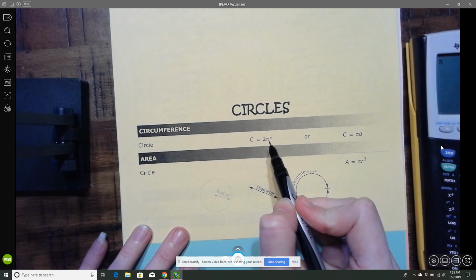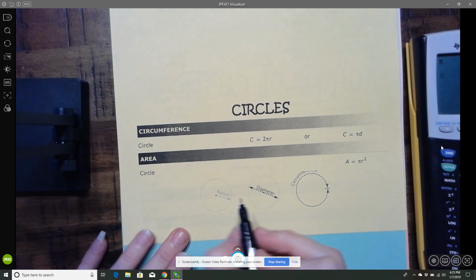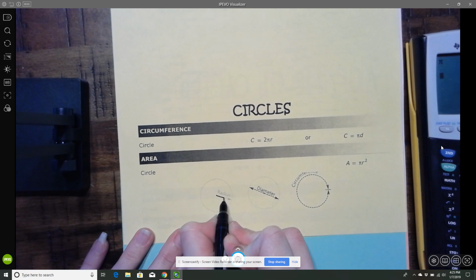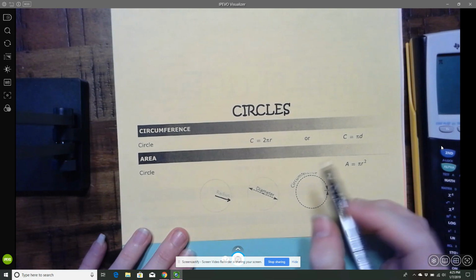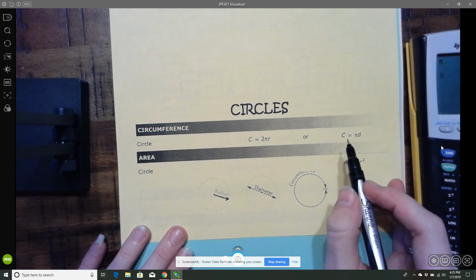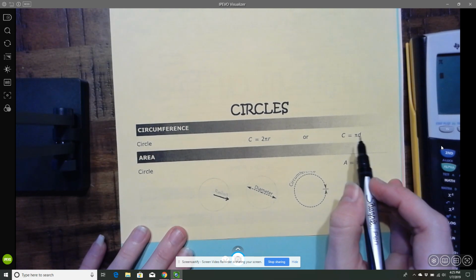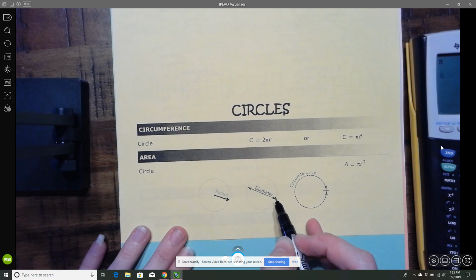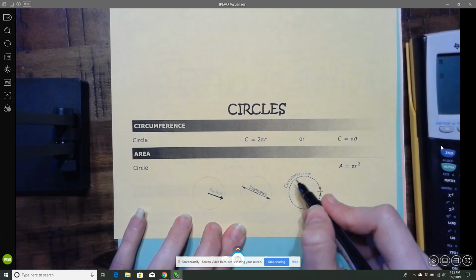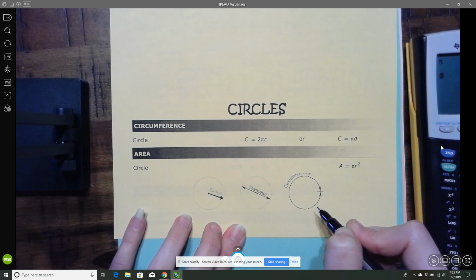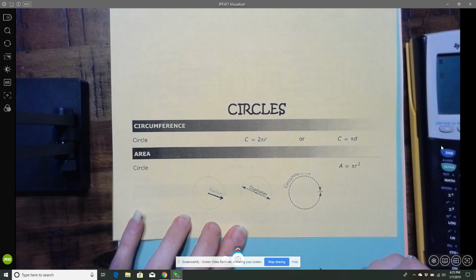And that's just going to give you your most accurate answer. And then the r here is the radius of the circle. So remember that the radius is just halfway across the circle. Now you can also find circumference using diameter, and that would be pi times diameter. And again, diameter is all the way across the circle. Circumference is like your perimeter. It's how many steps it would take you to walk all the way around a circle.